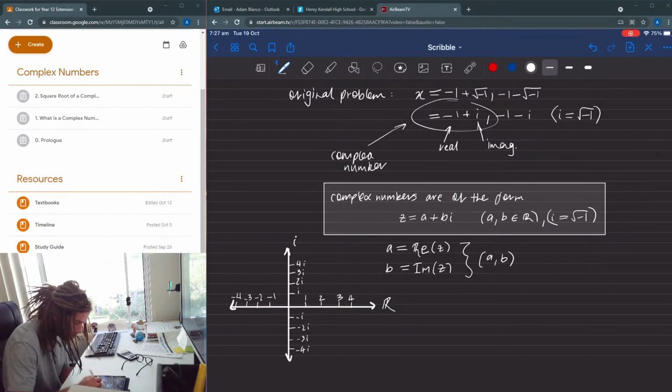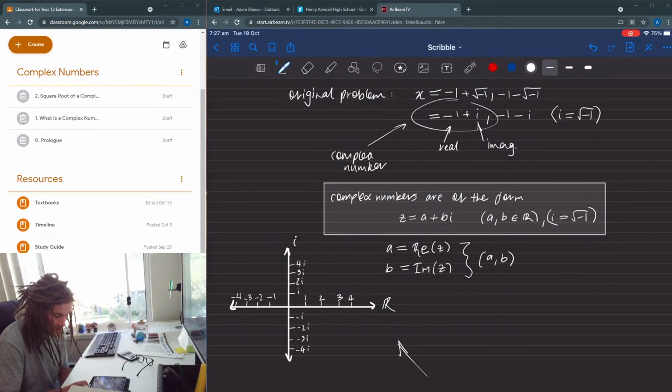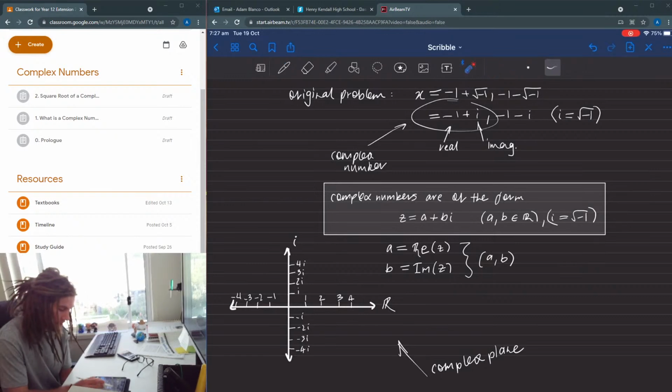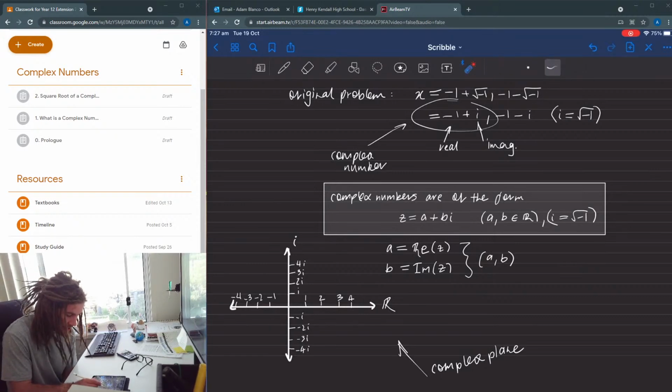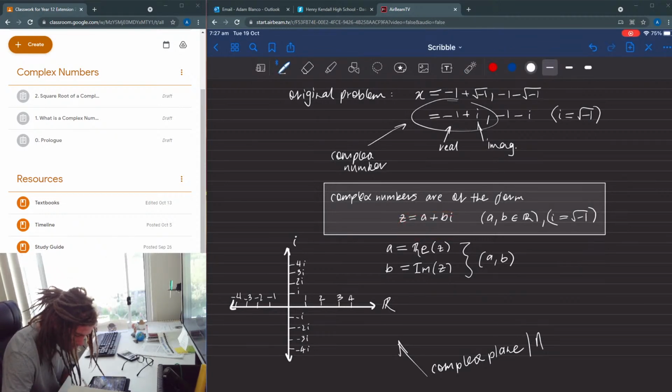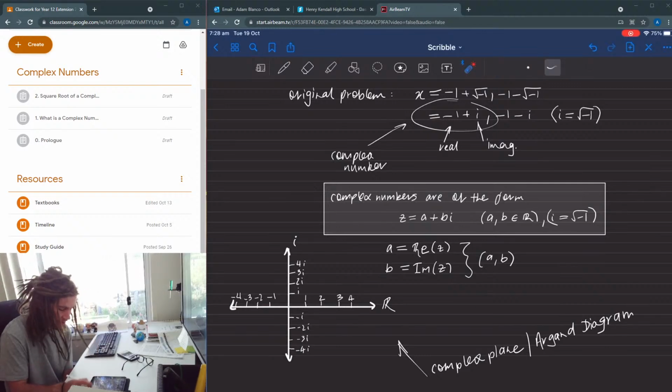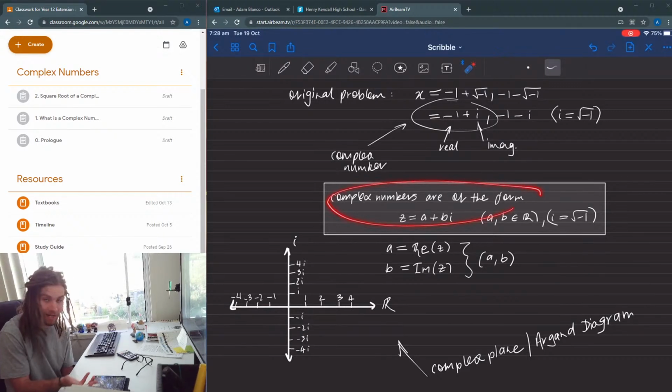This whole diagram has a couple of names. It's called the complex plane, like the normal plane is called the Cartesian plane. So a Cartesian number is just a number, and a complex number is this. So the complex plane, or it might be called the Argand diagram. It's exactly the same thing. Argand is just the bloke who I guess was the first person to draw complex numbers on a plane.